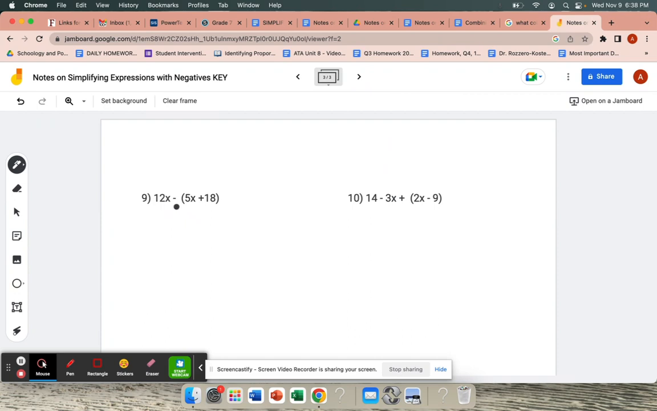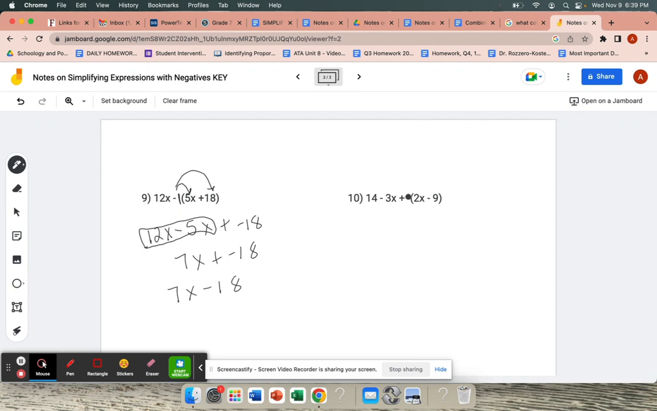So here we have 12x minus 5x plus 18. Well, we want to get rid of the parentheses first. And the way we do that is by distributing. So we add that 1. Now we're just going to do the distributive property. Negative 1 times 5 is negative 5x. Plus negative 1 times 18 is negative 18. And I'm going to bring down that 12x at the front. Now I have to combine like terms. 12x minus 5x is 7x plus negative 18, or 7x minus 18.